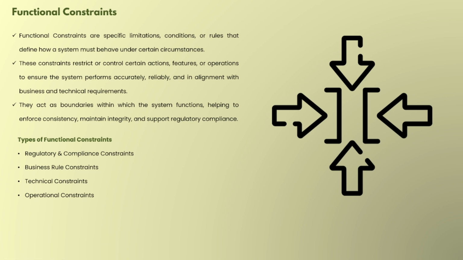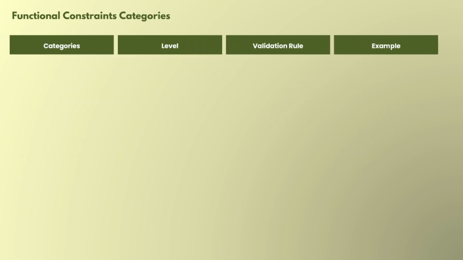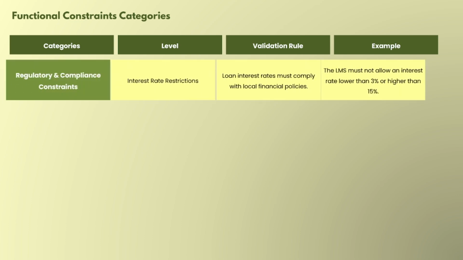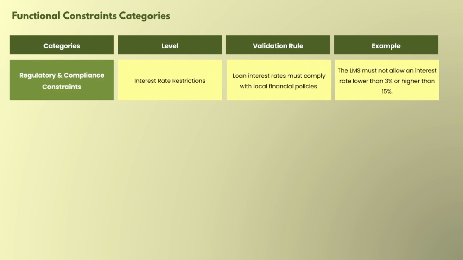Now let's try to understand functional constraints in the simplest way. It will give you a great idea. In a regular way, we have divided into four columns: category, label, validation rule, and example. Well, see, regulatory and compliance constraint, how we tackle it. Let us see, the label is interest rate restrictions. So the validation rule should be like, loan interest rate must comply with local financial policies.